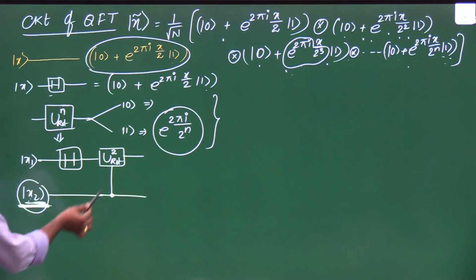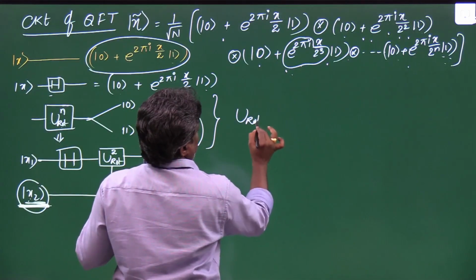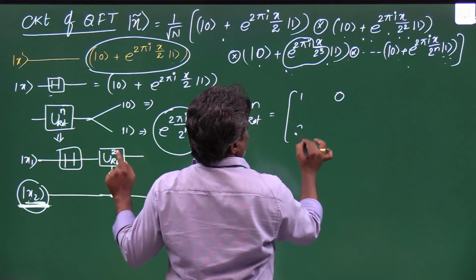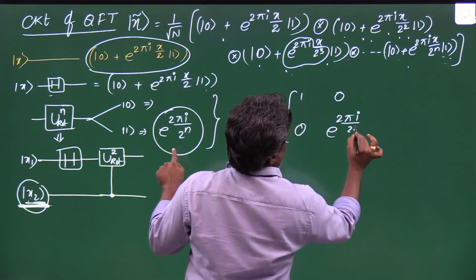Okay. So this is a reverse one. So when x2 is 1, you are trying to influence the x1 qubit, correct? Yes, exactly. So x2 is the control qubit and x1 is the target. Yes. Right. So finally we got this U rotational. So for n times operating, its matrix should be 1 0 0 e raised to 2 pi i by 2 power n.